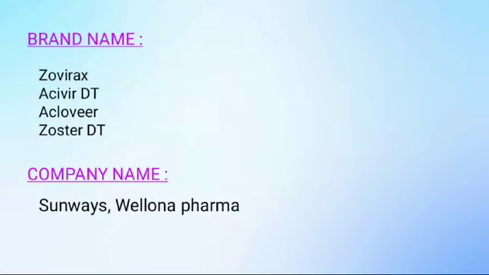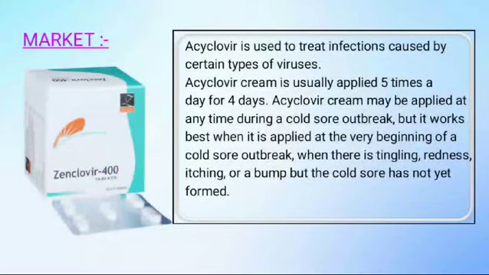Now we can see the brand names for acyclovir, that is Zovirax, Acyclovir DT, Acyclovir Zoster DT. Company names, that is Sunways, Velona Pharma. Marketed preparations for acyclovir: acyclovir is used to treat infections caused by certain types of viruses. Acyclovir cream is usually applied 5 times a day for 4 days. Acyclovir cream may be applied at any time during a cold sore outbreak, but it works best when it is applied at the very beginning of the outbreak, when there is tingling, redness, itching or a bump, but the cold sore has not yet formed.